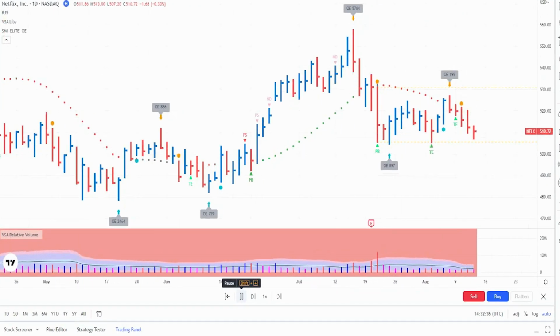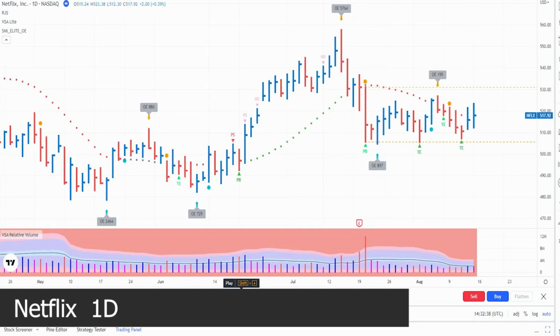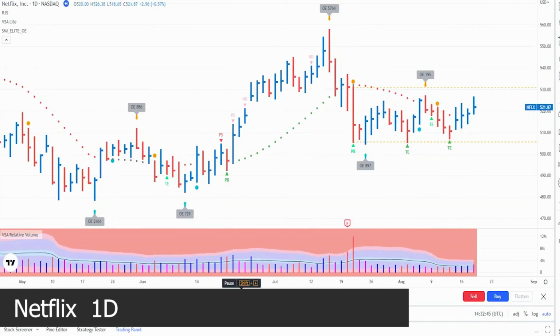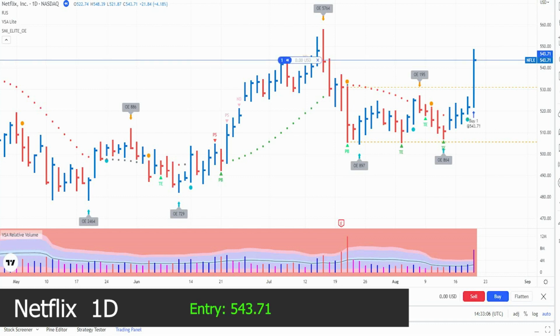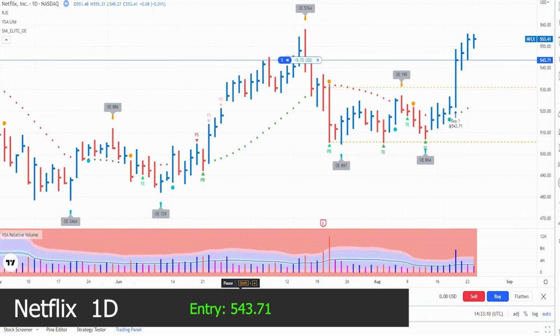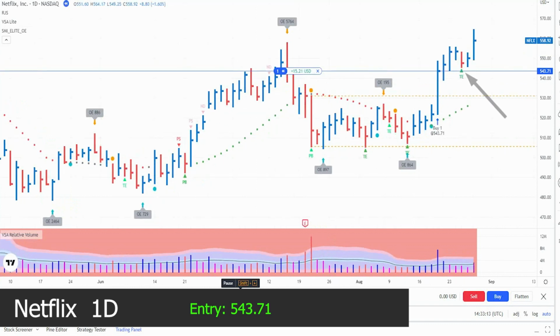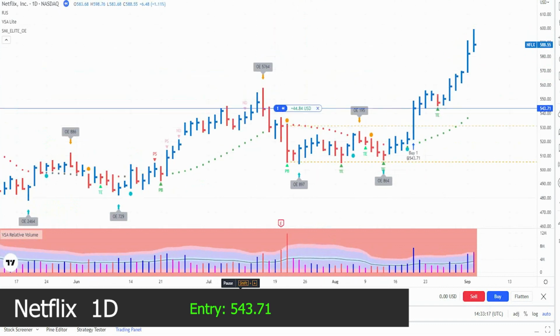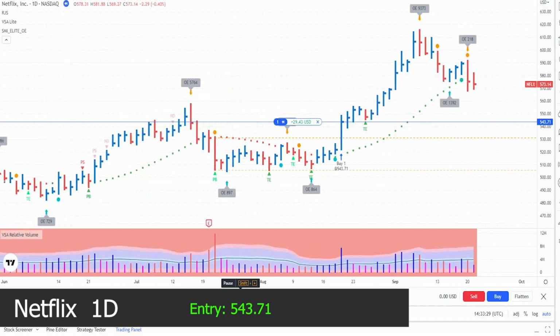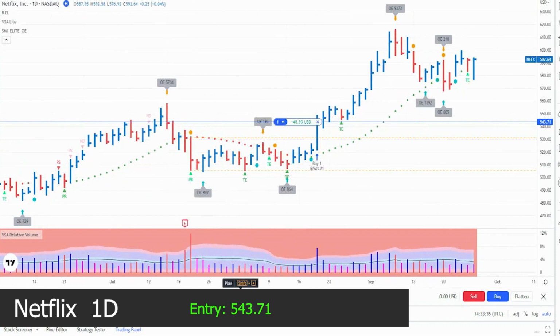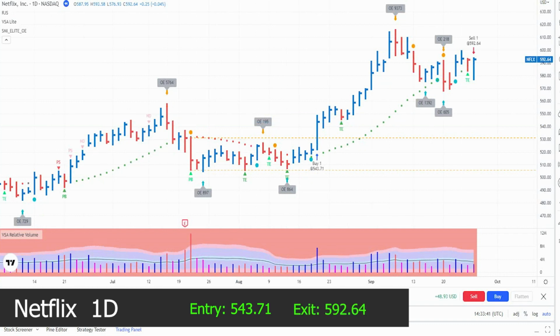Here is another stocks trade, Netflix on a daily chart. It's a long trade which is signalled by a change in direction on the short-term trend dots. Once an SMI confirmation dot has appeared, we enter the trade on the next bar at 543.71. As the trade progresses, we see a VSA test confirmation signal, which supports the trading decision. Once the short-term trend goes grey, we exit the trade at 592.64.